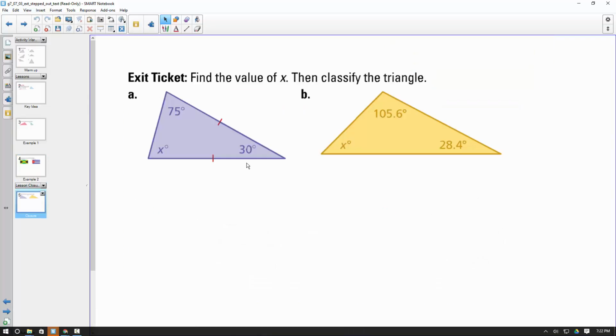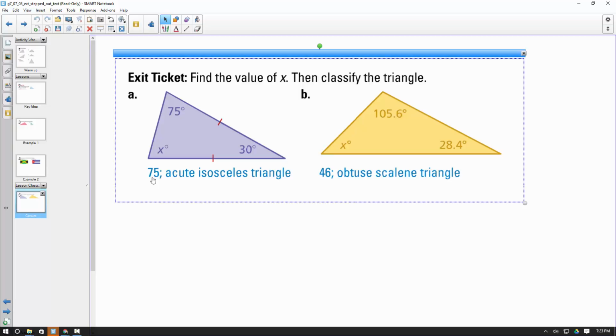And then finally, here's the very last one. So just solve for x and solve for this x. Now notice that this one has a decimal. Same kind of thing as we've been doing. So just add them up, subtract from 180, and you'll have the x value. In this case, it's 75 degrees.